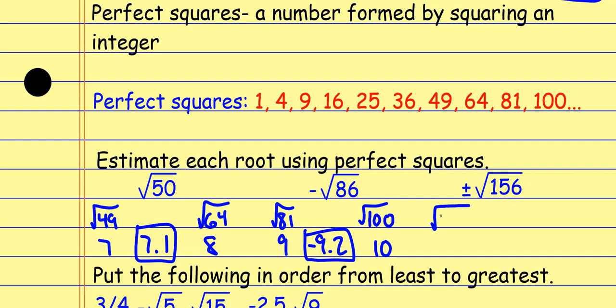This one, 156, the closest on the back side is 144, and on the other side is the 169. And the square root of 144 is a 12. The square root of 169 is a 13. So the 156, if you look, it's about halfway in between the two. It's pretty close to halfway. So I'm going to say that this is going to be a 12.5. And again, it's a plus or minus 12.5.